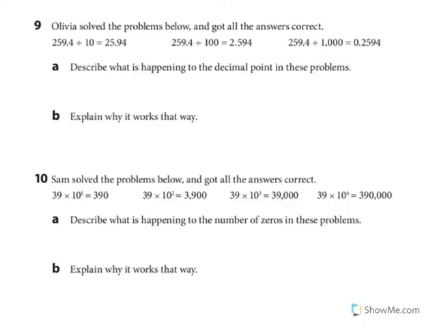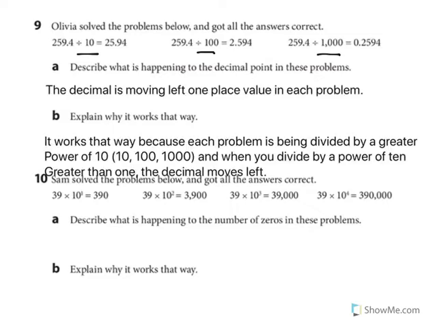Finally, Olivia solved the problems below and got all the answers correct. Describe what is happening to the decimal point in these problems. Okay, so what you see, she's dividing by 10, she's dividing by 100, then she's dividing by 1,000. You see the decimal point moving farther and farther to the left. So if I was describing what would happen, that's exactly what I would say. The decimal is moving left 1 place value in each problem.